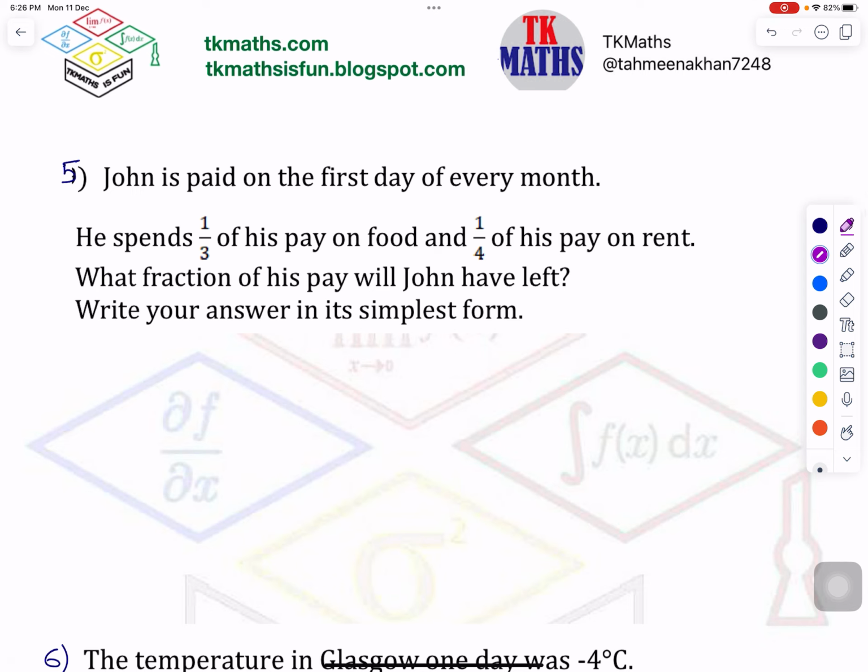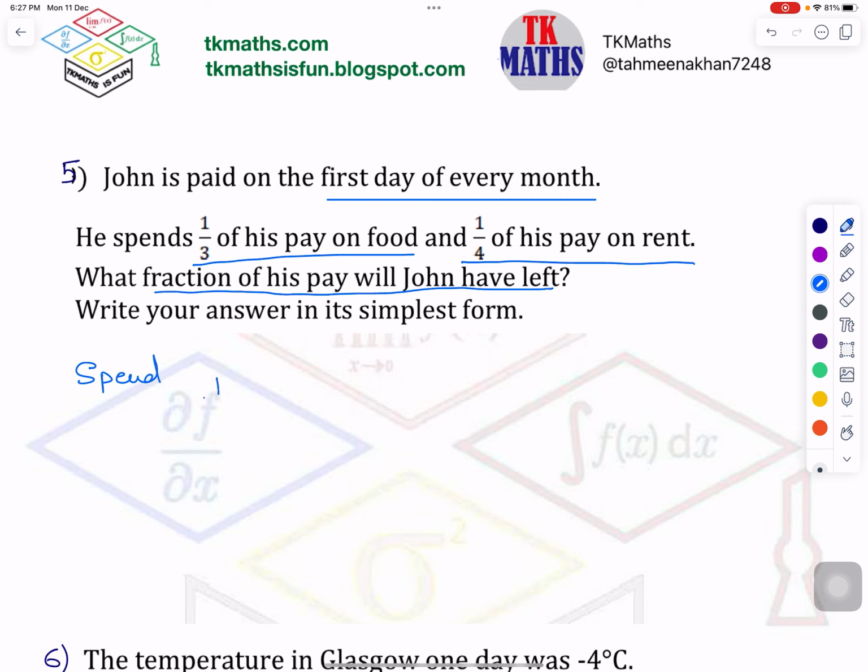So this is the fraction problem. Now again the concept here is required. What is that concept? John is paid on the first day of every month, right? He spent 1/3 of his pay on food and 1/4 of it on rent. So these are the fractions which he spent. What is the question? What fraction of his pay will John have left? So let's find out what he spent first of all. 1/3 on food and 1/4 on rent, so I have to add it up.